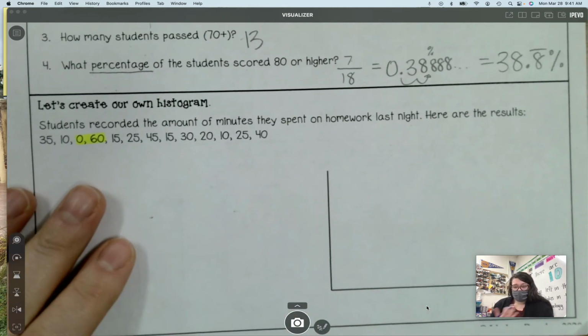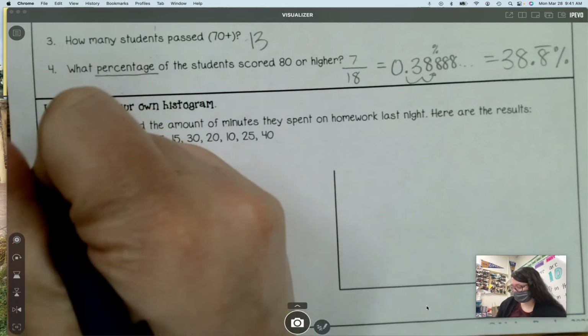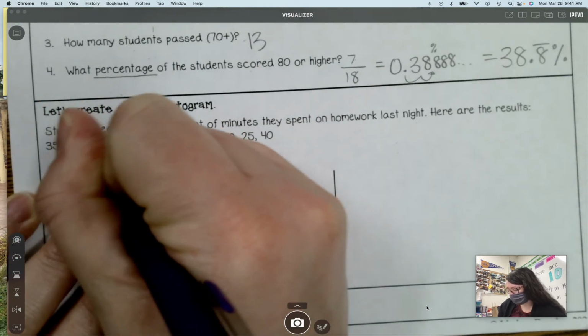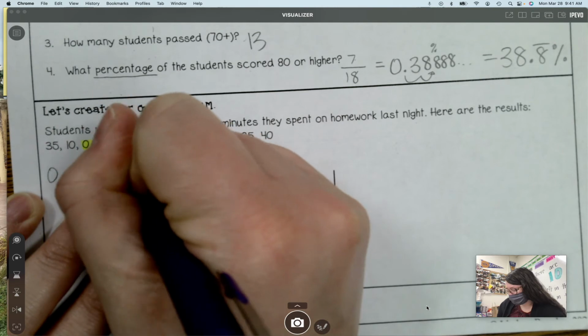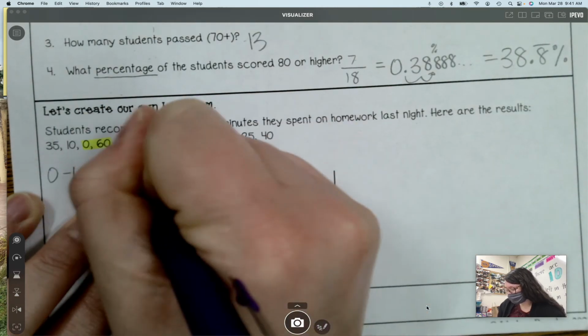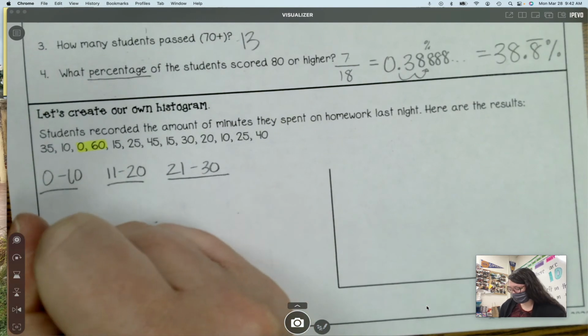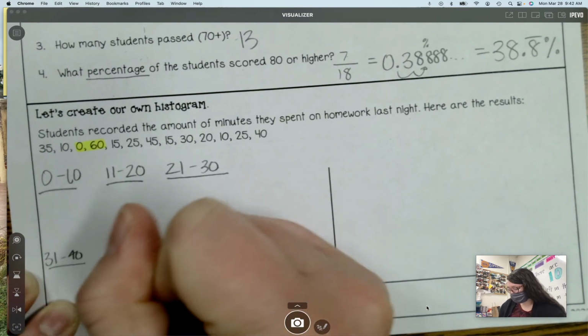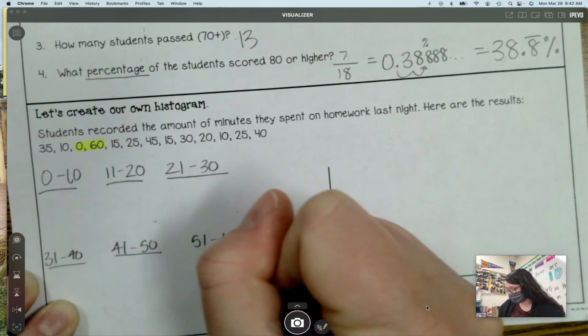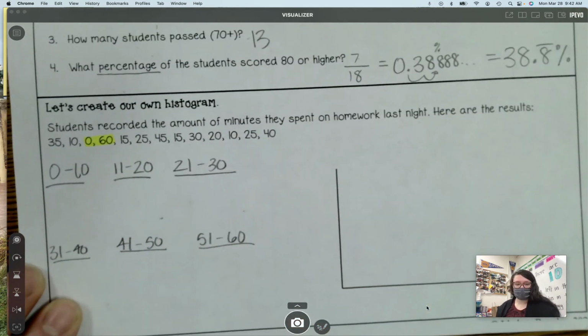It doesn't really matter how you break them up. Personally, I've been liking to break them up in 0 to 10, 11 to 20, 21 to 30, 31 to 40, 41 to 50, and 51 to 60.